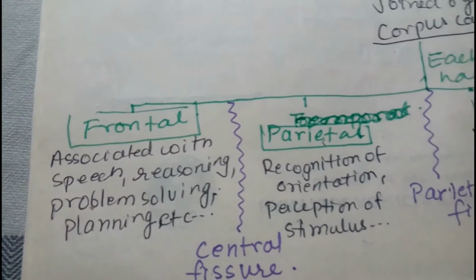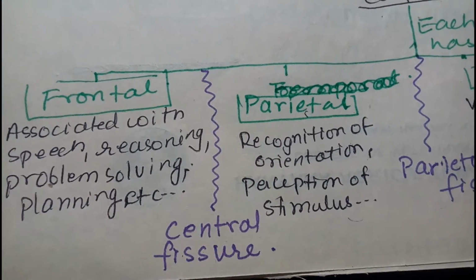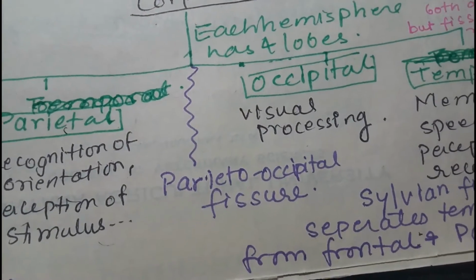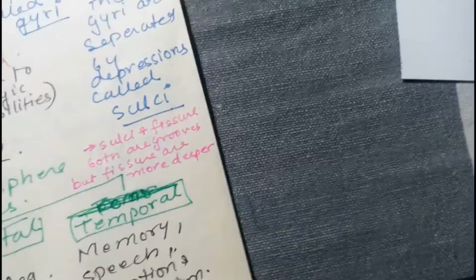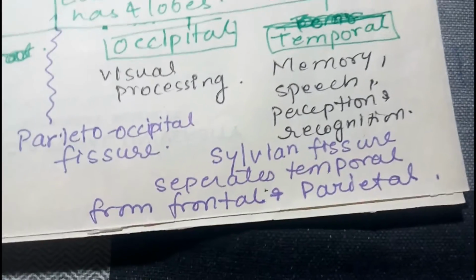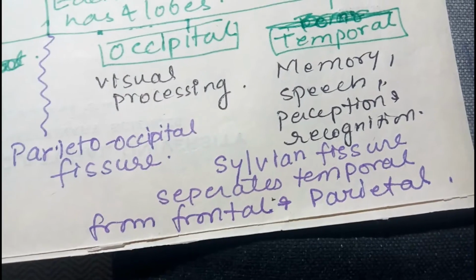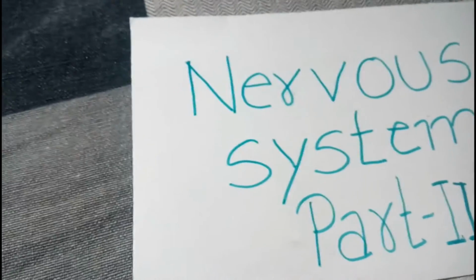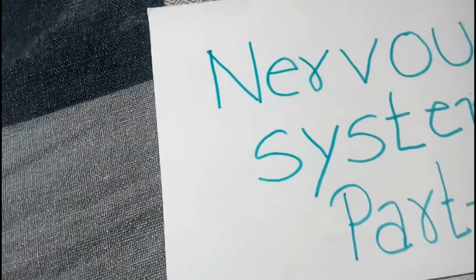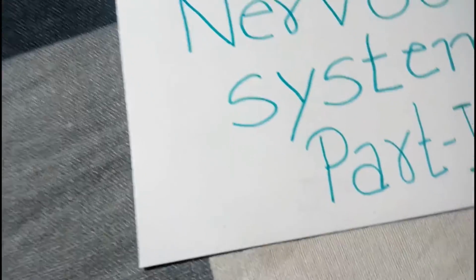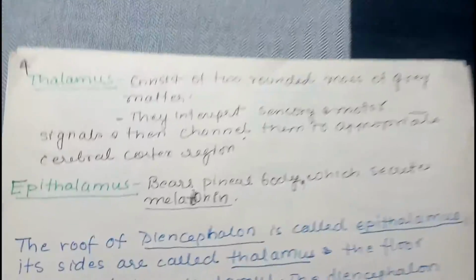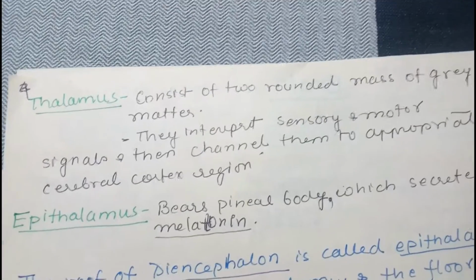Now the frontal lobe is separated from the parietal lobe by the central fissure. The parietal lobe is separated from the occipital by the parieto-occipital fissure, and the Sylvian fissure separates the temporal from the frontal and parietal lobes. I'll be sending you pictures for these so you can see very clearly. Now diencephalon, which consists of thalamus and epithalamus.